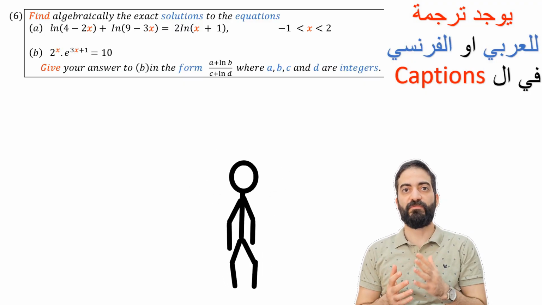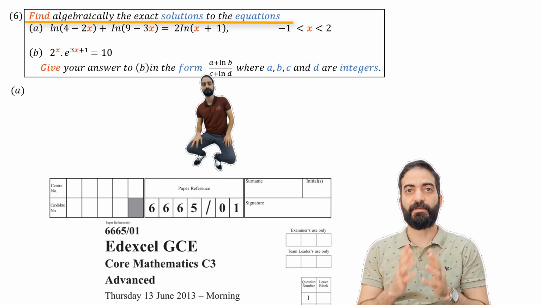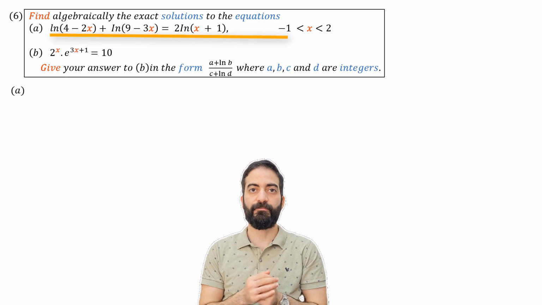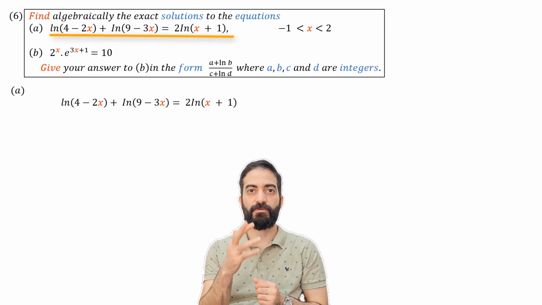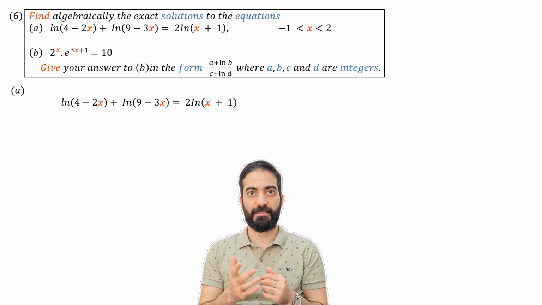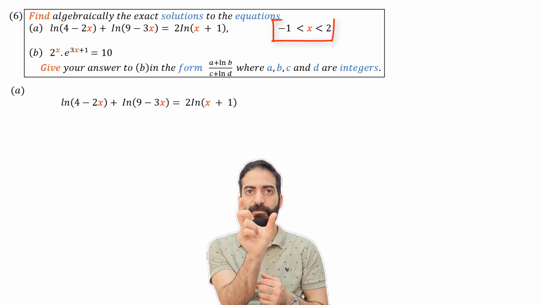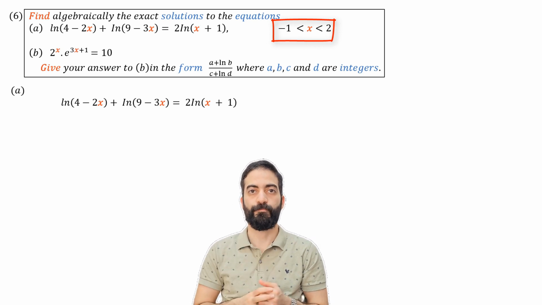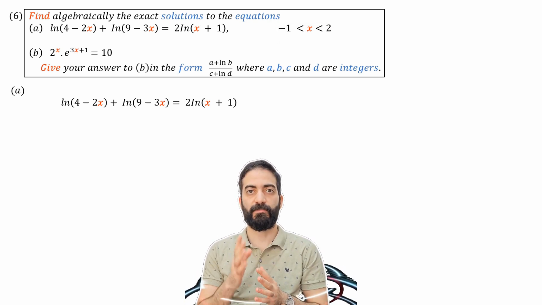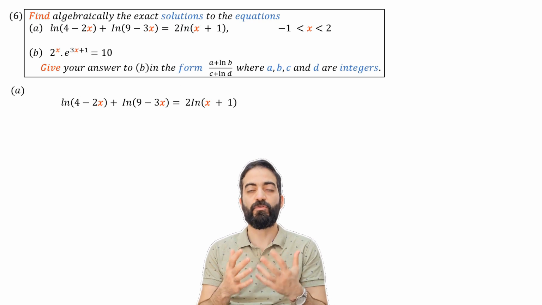Hello everyone, we will start by solving question 6 of the Edexcel GCE 2013 exam. Find algebraically the exact solutions to the equations. Part A, ln(4 minus 2x) plus ln(9 minus 3x) equals ln(x plus 1). That is, we must get the answer for x on the condition that x must be between minus 1 and 2. In order for us to get x, we must get rid of ln. Here we cannot get rid of ln easily, but we must obtain a certain form.